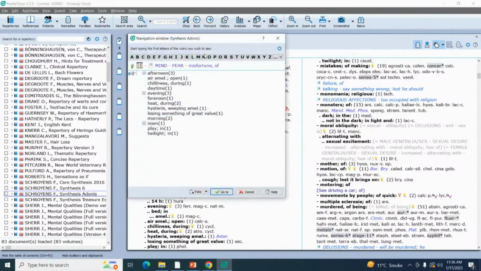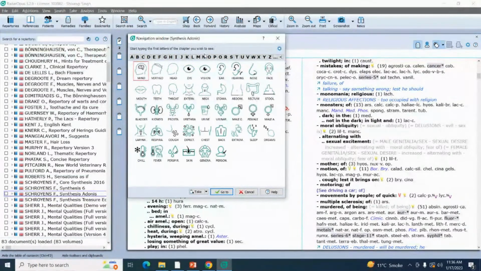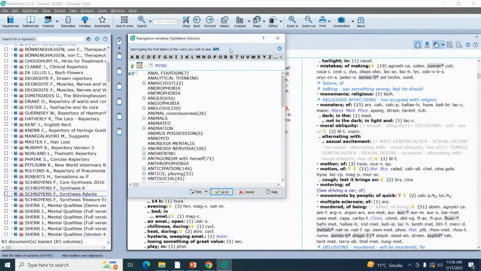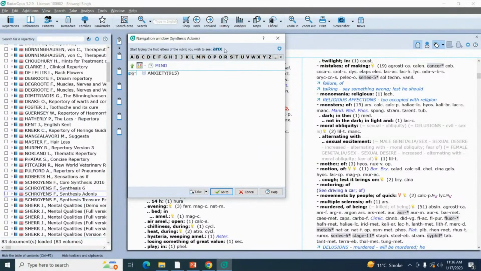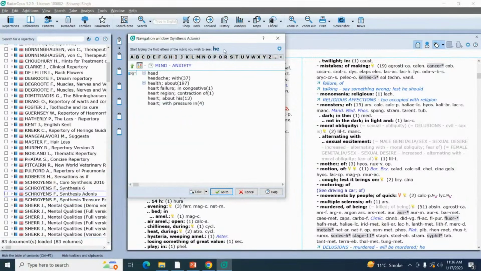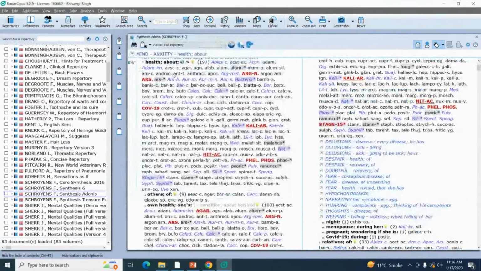I'm going to take my next symptom. The next symptom of my patient is anxiety about his health. Anxiety is also a mental symptom. I'm going to the Mind chapter. Now I'm typing here anxiety. Start typing the first letter of the rubric you wish to see. Just write down the initial, you'll get your rubric below. This I told you earlier. Anxiety, health about. Enter. Now your rubric has opened on your main display screen exactly like this. From the Mind chapter, Anxiety is my rubric, health about is my sub rubric.